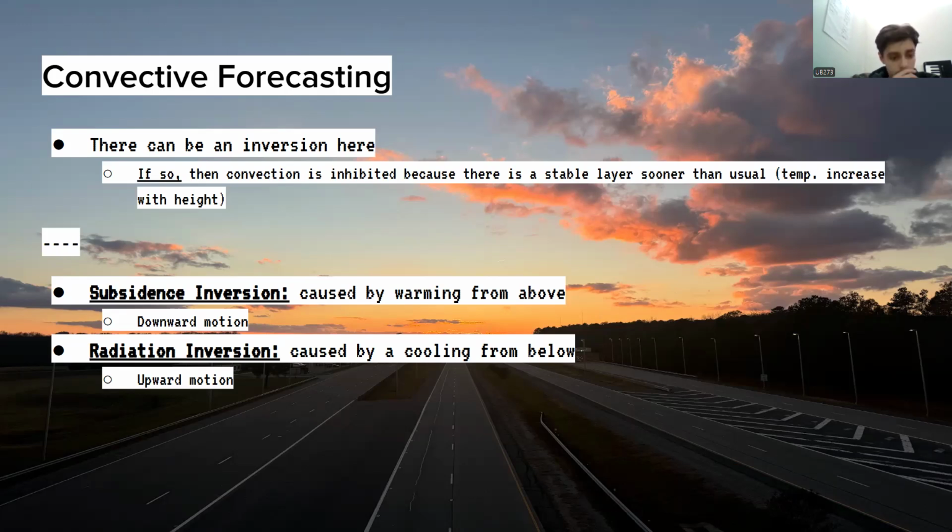And there's two types of inversions that we could have. This is a subsidence inversion, which is caused by warming from above. That's going to cause downward motion. Or a radiation inversion caused by cooling from below, which is upward motion.